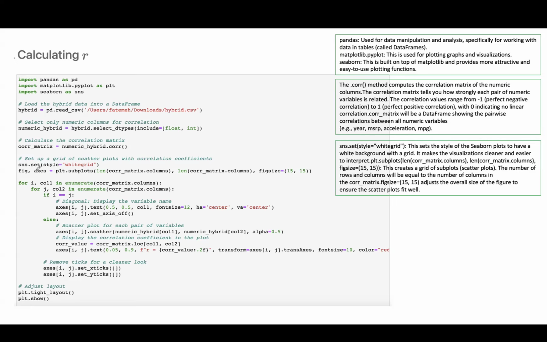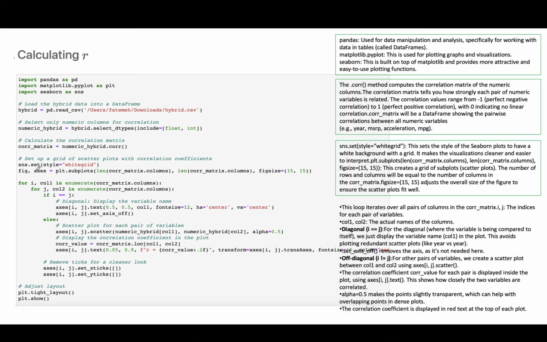sns.set basically sets the style of the Seaborn plots. And then we have our loop. This loop basically iterates over all pairs of columns in the correlation coefficient matrix, i and j. We have two columns, column 1 and column 2. Taking i from column 1 and taking j from the second column.